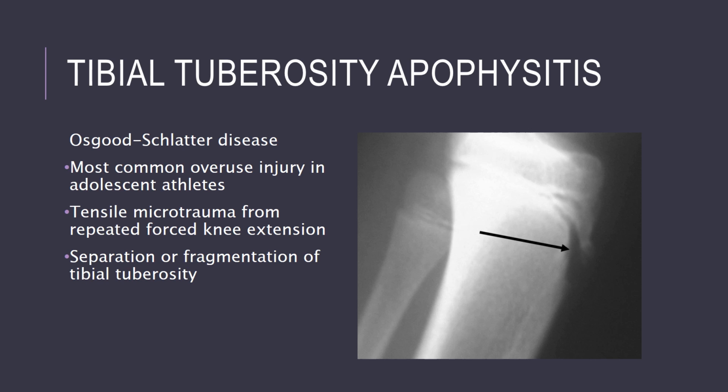Moving down to the knee, we have tibial tuberosity epiphysitis, or Osgood-Schlatter's disease. This is the most common overuse injury in adolescent athletes. Osgood-Schlatter's disease occurs when tensile microtrauma from repeated forced knee extension pulls on the tibial tuberosity. If it goes long enough, the tibial tuberosity can separate or fragment away from the tibia.